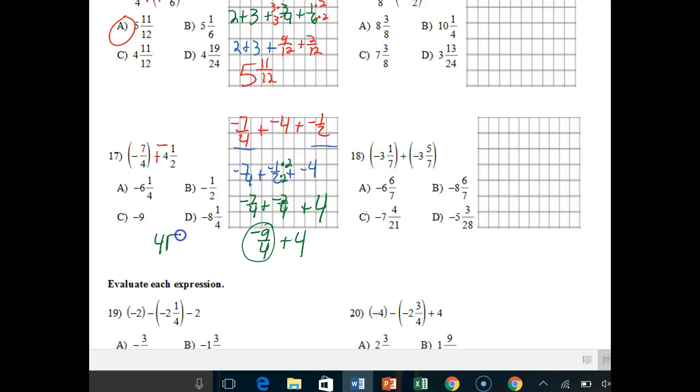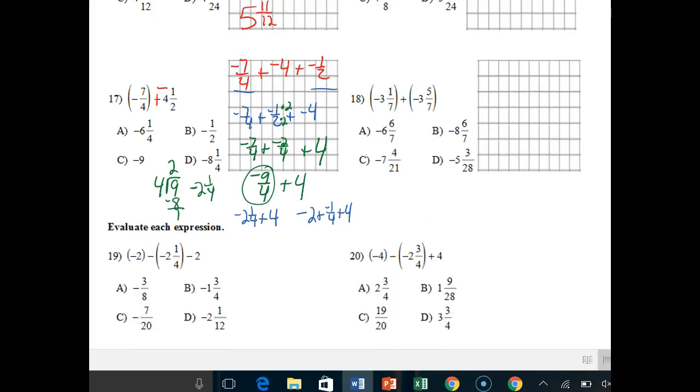4 goes into 9 2 times with 1 left over. So 2 1/4. But here's the thing, this was negative, so you have to make sure that was negative. So in the end, wow, crazy stuff, right? We have 4 and negative 2 1/4. Negative 2 1/4 plus 4. How are we going to do this? Well, we're going to break this apart. We're going to say negative 2 plus negative 1/4 plus 4.